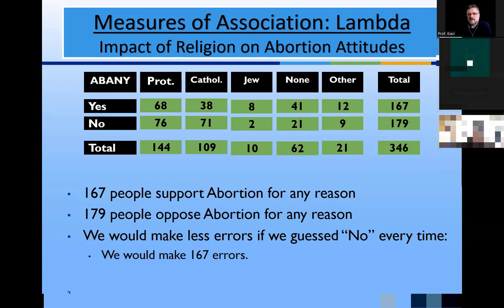I don't know how many of you have watched the chi-square video that I put out there. I explained the theory behind Lambda with like 10 people. And what would you guess if you don't know anything, or if you know at least one thing? So anyway, if we'd said no for everyone, then we would make fewer errors. We would make only 167 errors, right?